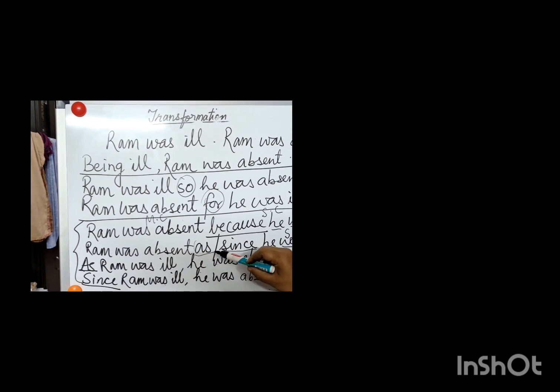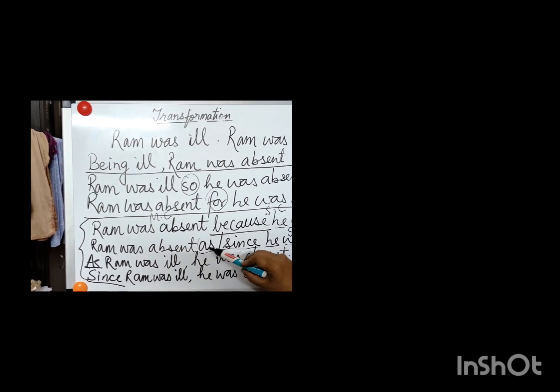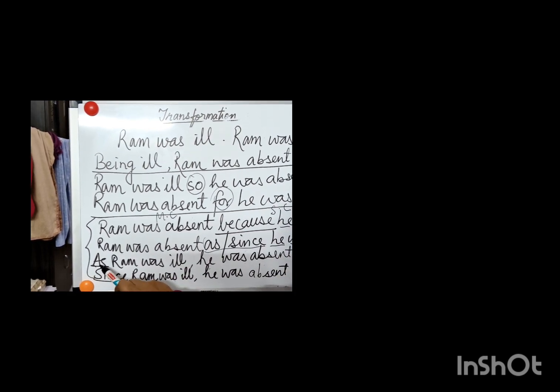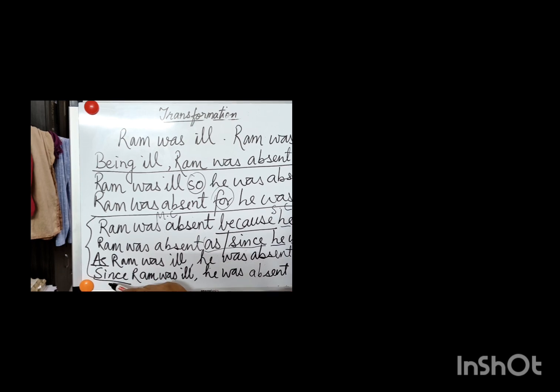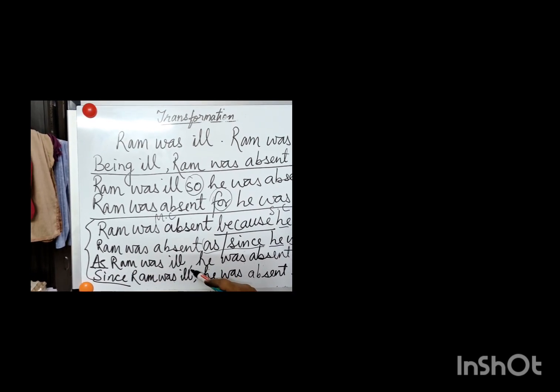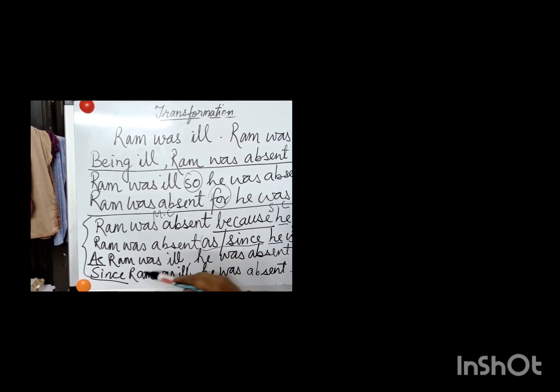Now one thing which we need to keep in mind is, when we use "as" and "since" in between, then there is no need to use a comma. But if you are beginning the sentences with these subordinating conjunctions like "as" and "since," like if you say "As Ram was ill," then you need to put a comma here in order to separate the two parts, and then you will write the second part, that is "he was absent." "Since Ram was ill, comma, he was absent."